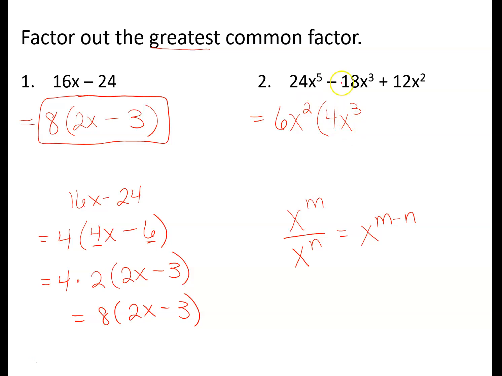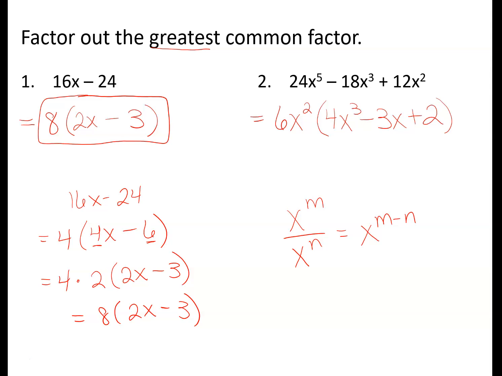Then the second term, think about the sign. It's a negative divided by a positive, so you're going to write a minus. And then 18 divided by 6 is 3. And when we do the x's, we're doing 3 minus 2, which is just x to the first power. And last, they're both positive, so you put a plus sign. 12 divided by 6 is 2. And x squared divided by x squared is just 1. That multiplies by the 2, and it's still 2. So we don't need any x's there.